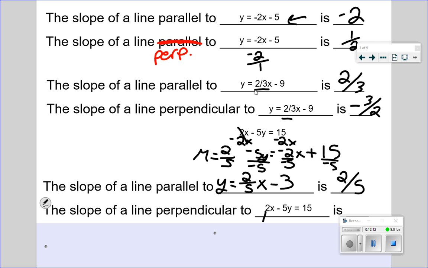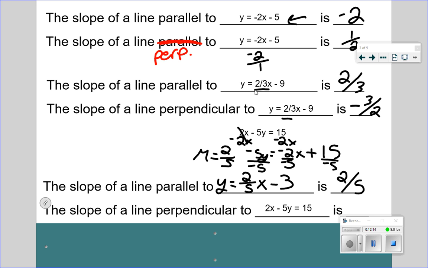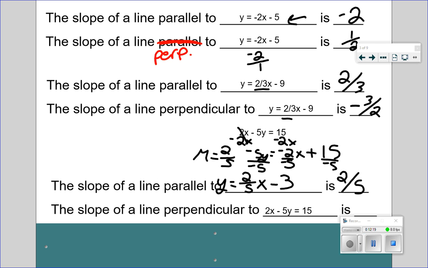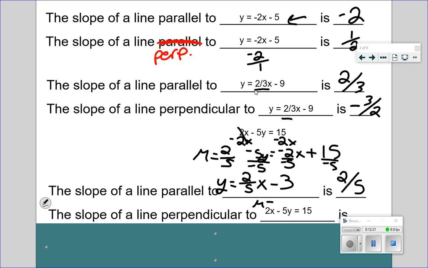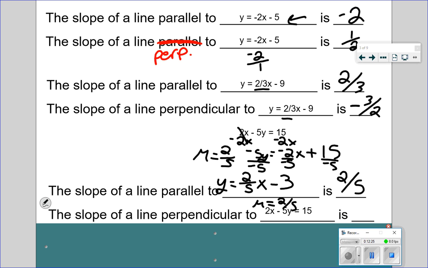Now for perpendicular, again, I have the same line, so I don't have to recalculate this one. The slope of this line is 2/5. So to get a perpendicular line, I need to take the opposite reciprocal, -5 over 2. So that's just how you identify the slope of a parallel or a perpendicular line.